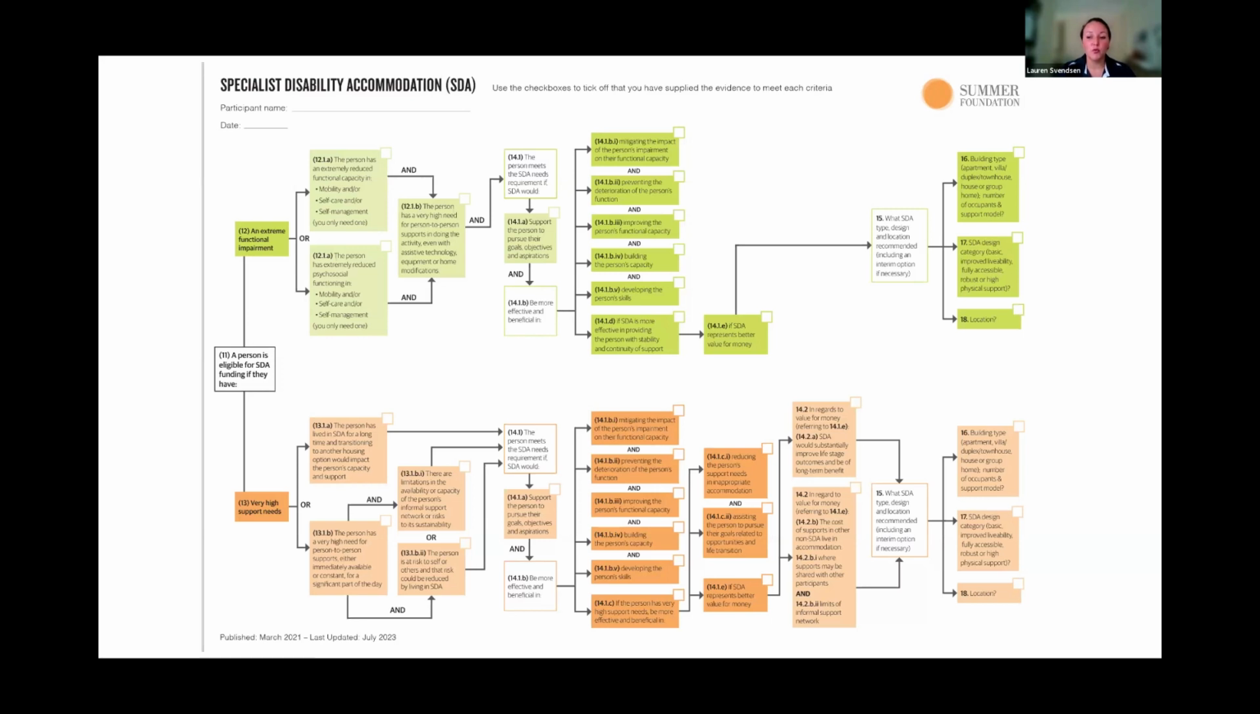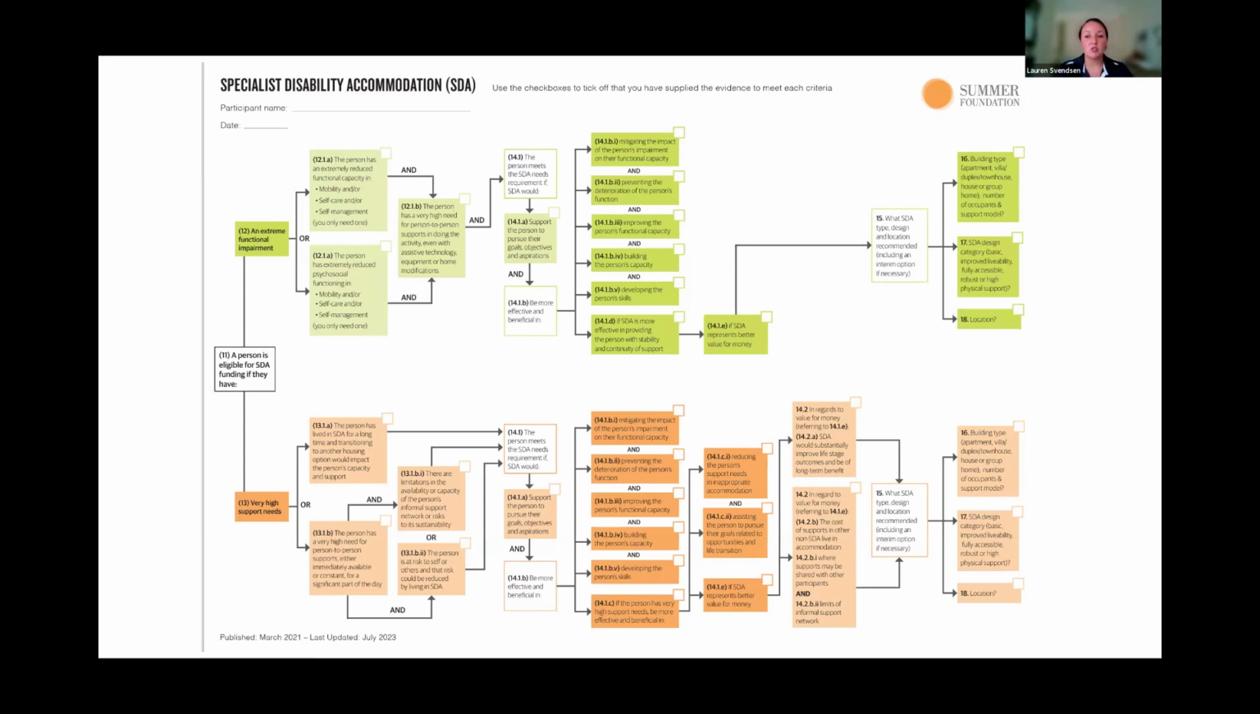And it's not the responsibility of another system. So we have to prove that this SDA support is not the responsibility of another service system, such as healthcare, education, or housing. The NDIS is not intended to fund supports that are the responsibility of other sectors. It takes into account informal support. So the support must take into account informal supports already available to the participant, including support provided by families, friends, and community networks.